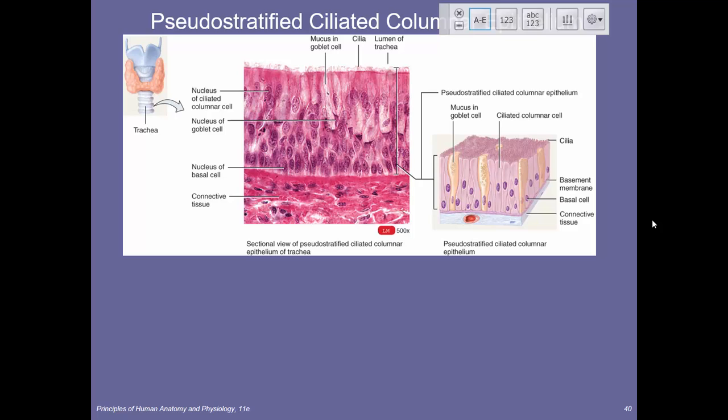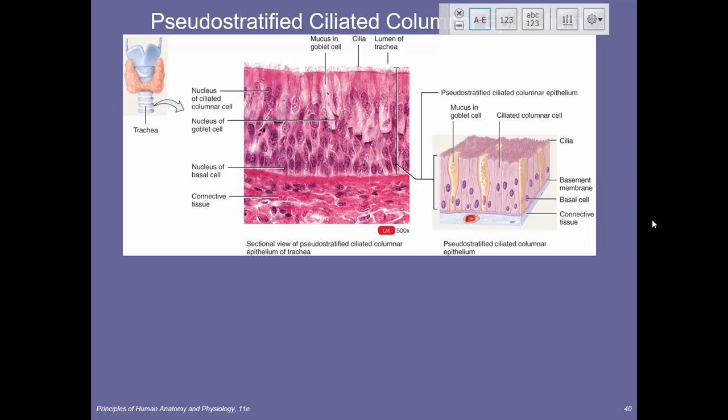And then you've got to say to yourself, okay, well, what other types of things do I see in here? Well, this is a goblet cell because this is fat, lipid-based, so this is probably mucus. This is ciliated because these are wispy. It's not non-ciliated simple columnar because that would be a straight, like, sheet. So it's not in the intestines. So the question is, is it stratified columnar or pseudostratified?